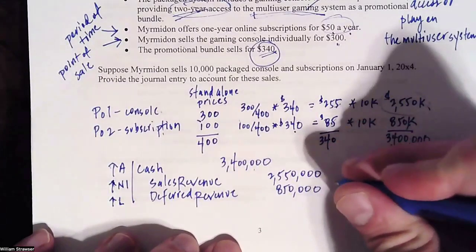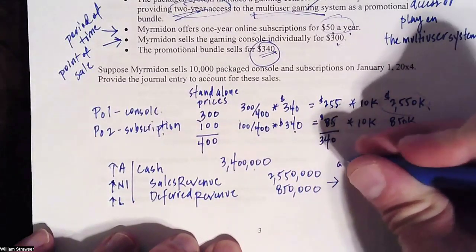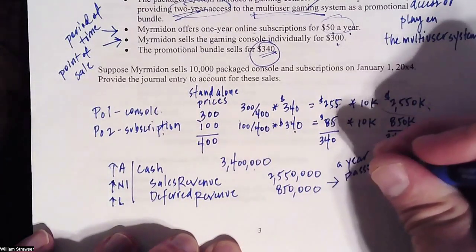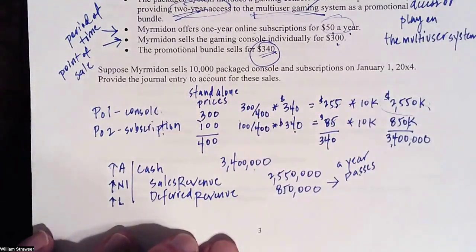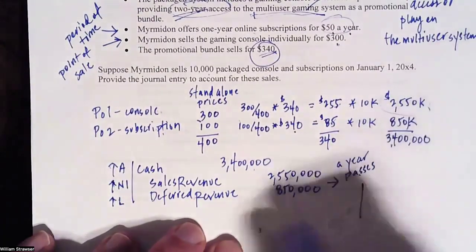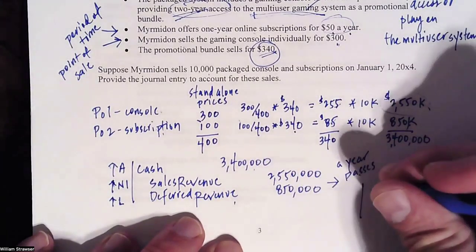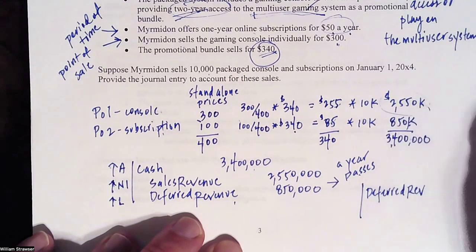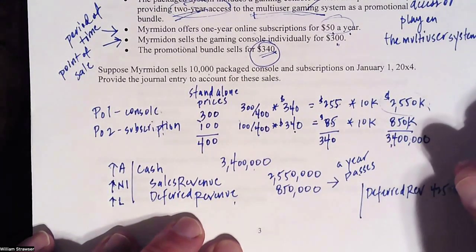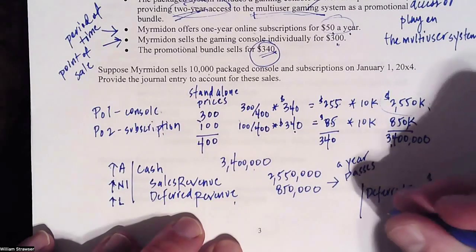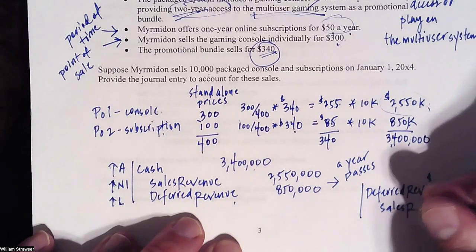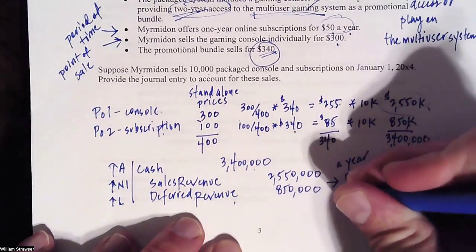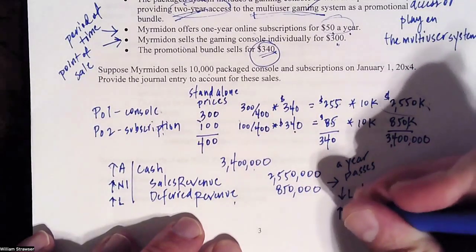Now, as time passes, let's say a year passes, with respect to these 10,000 units packages we sold, then we can now recognize half of the deferred revenue. So we debit the deferred revenue to reduce it. And now can recognize sales revenue from that performance obligation. We still haven't recognized it all. There's still a year left of service we need to provide.